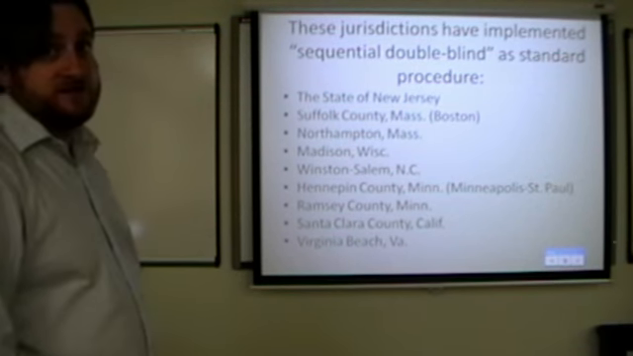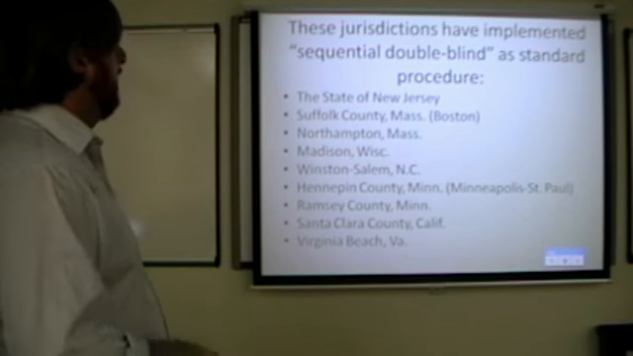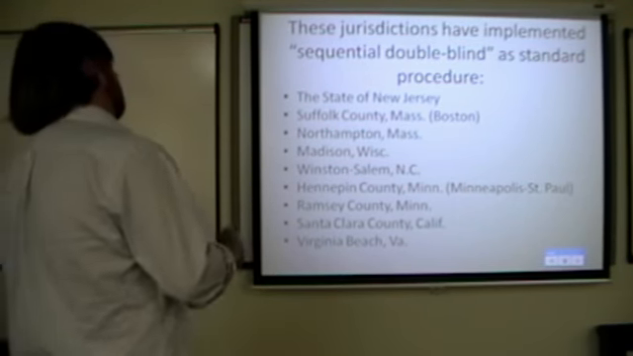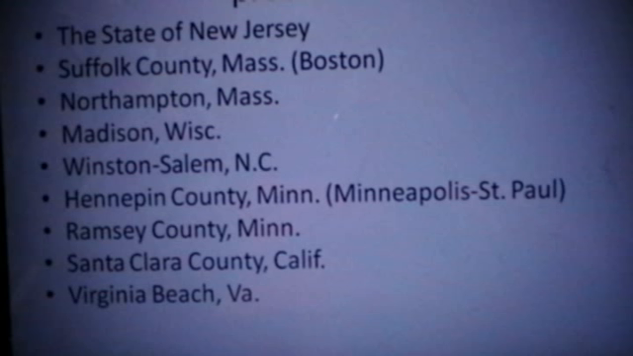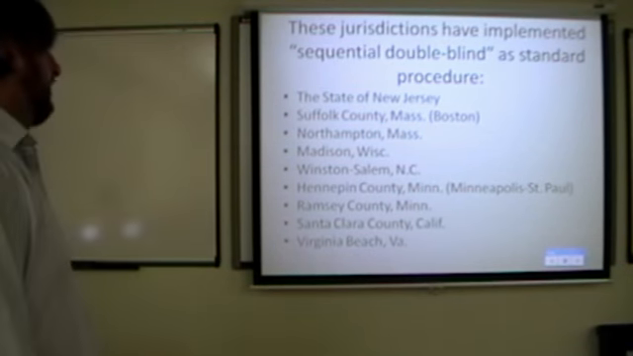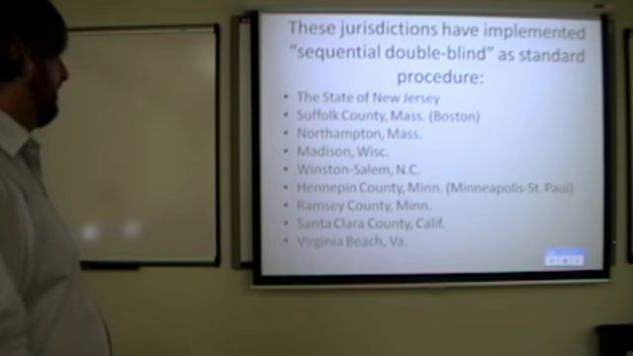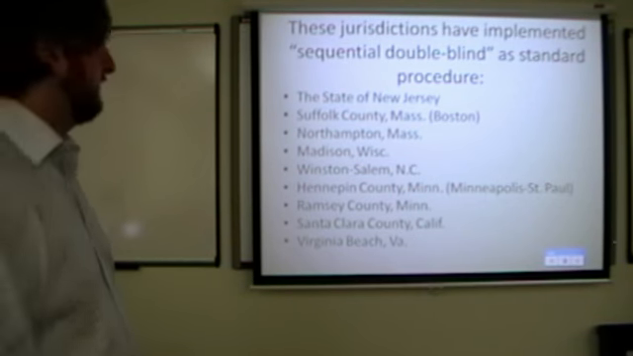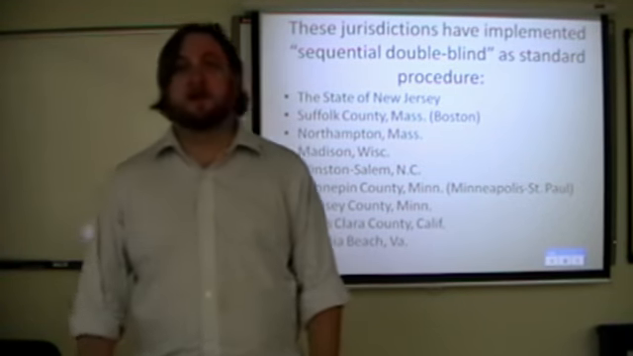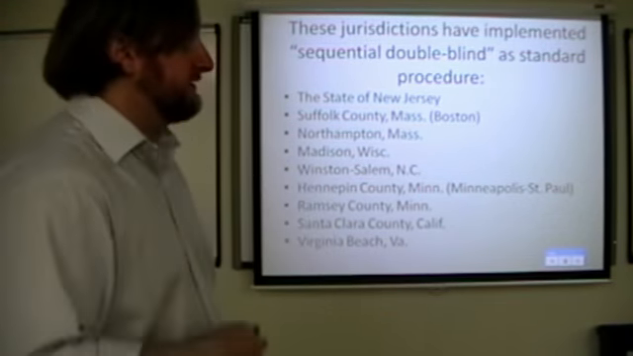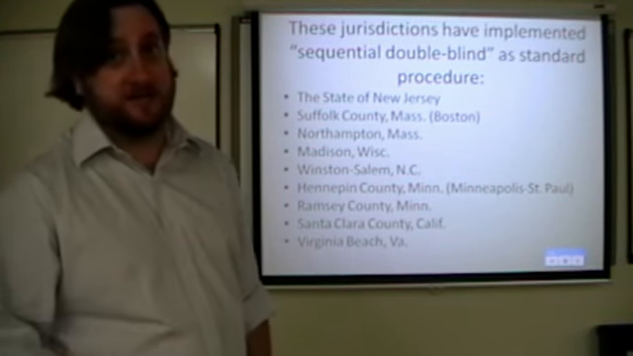So these jurisdictions, as of last year, are the only jurisdictions that have implemented a sequential double-blind as standard procedure for lineups. Not too many of them. I guess you're good to go if you live in Minneapolis, which is in Hennepin County, or Boston, or the state of New Jersey, or a couple other cities around the country. Hardly anybody does this. And it would be so easy to do, and it reduces error, and it could prevent so many problems, because mistaken eyewitness testimony can have catastrophic consequences.